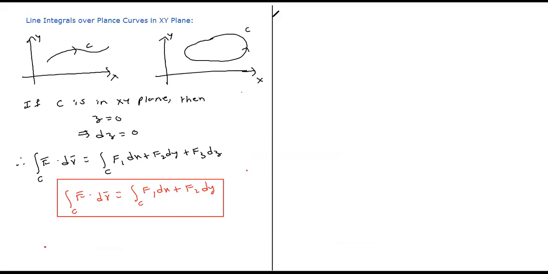So take problem number 4. This is a very important problem. It will give us a better understanding of line integrals. F bar equal to y i bar minus x j bar. Evaluate the integral over C of F bar dot dr bar from 0, 0 to 1, 1 along the following paths.